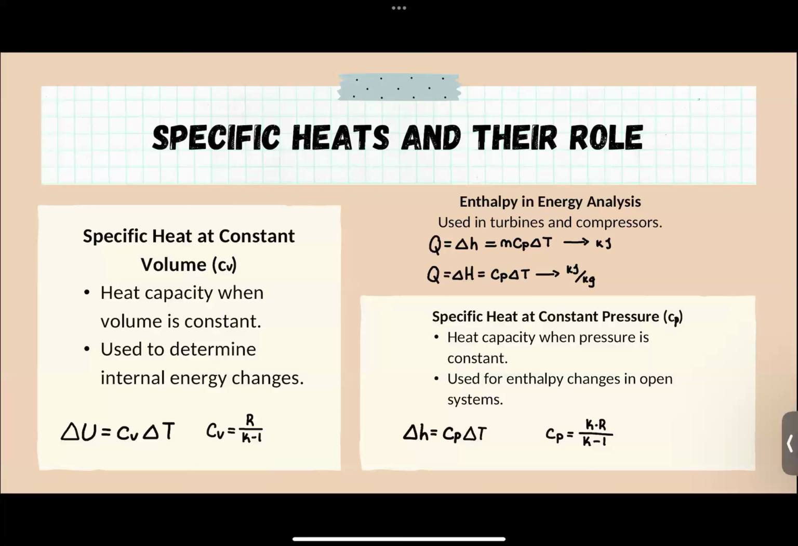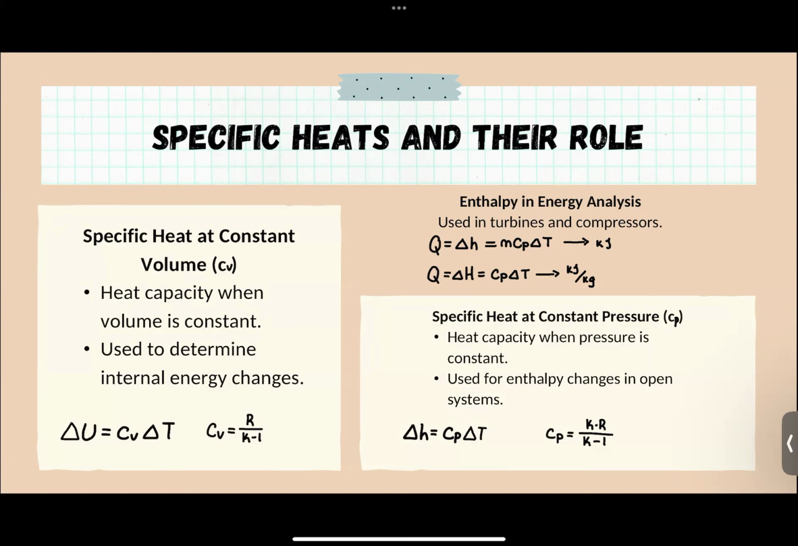Specific heat represents the energy required to change the temperature of a unit mass by 1 degree Celsius. It's classified into two different types. First, there's specific heat at constant volume, which is denoted by Cv, and that is used when the volume remains constant, meaning that no work is being done.